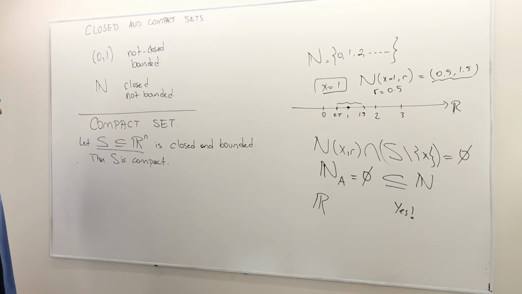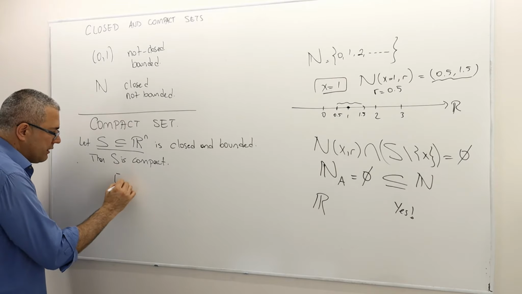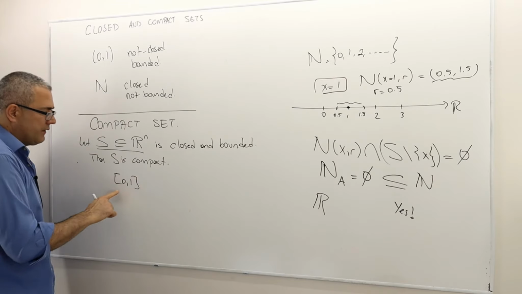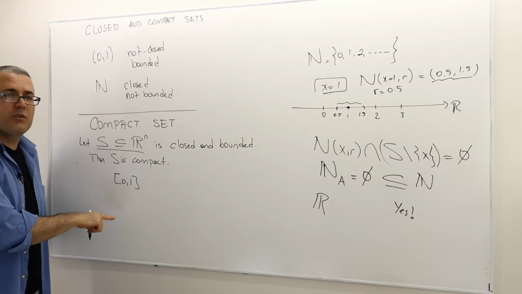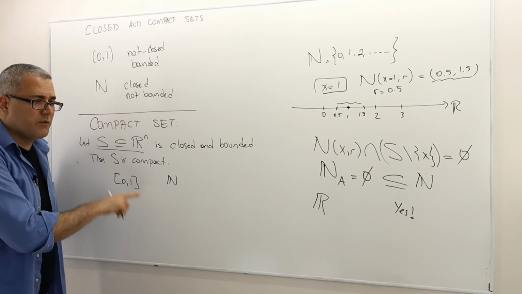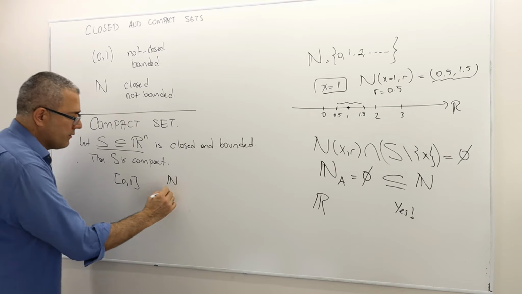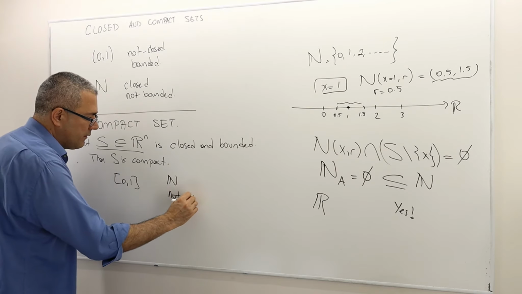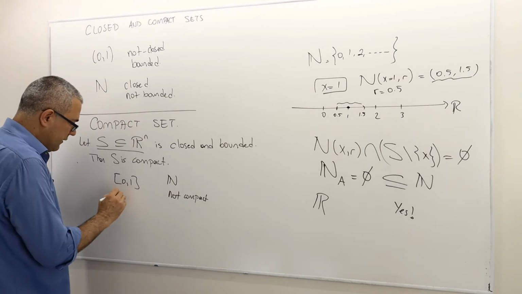For example, the closed interval [0, 1] is closed and bounded, so it's compact. However, the set of naturals is closed but not bounded, so it's not compact. So this is not compact. This is compact.